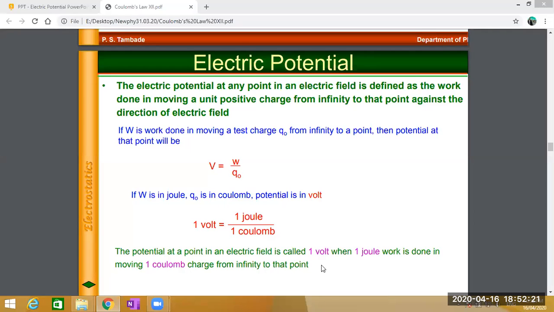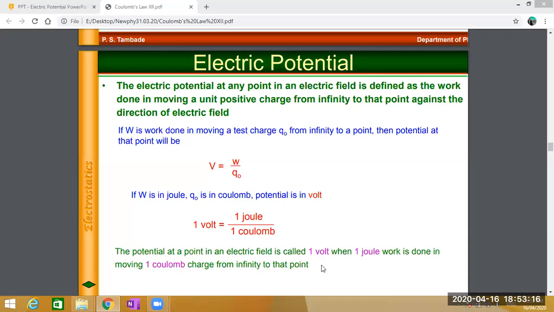So there are 2 points in the previous case that I have already discussed: 1 point is at infinity, and another point is near the source charge or in the field of the source charge. So 2 points are there even here. So even here we can say that potential difference is the potential at infinity and the potential at a point in the given field. So the difference between them is called potential difference. So when we talk about potential, you must not get confused that potential is different from potential difference. That is also a potential difference, but the difference is that it is the potential difference between the potential at infinity and the potential at a point. Now we are going to discuss potential difference between 2 points.